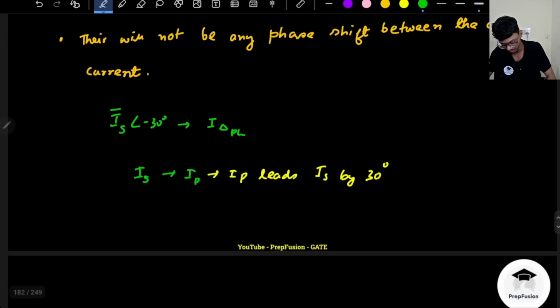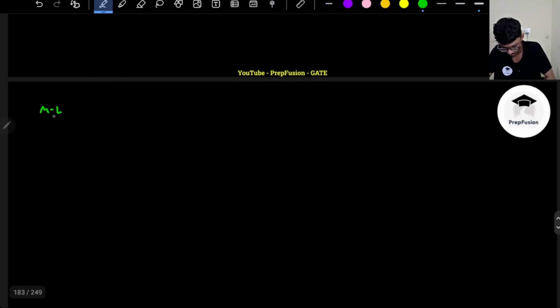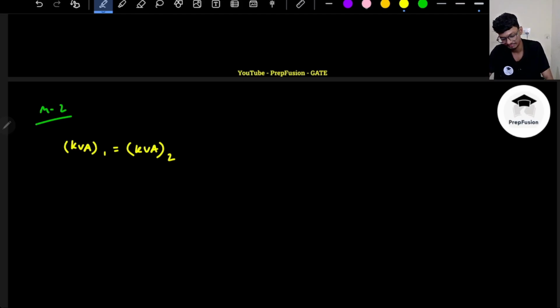using the other method. The other method is equating the kVA, the volt ampere rating. The kVA of the primary side will be the same as the kVA of the secondary side. It has to be, kVA is conserved. In the primary side, the three phase power is root 3 into VL1 into IL1, and in the secondary side, it is root 3 into VL2 into IL2.